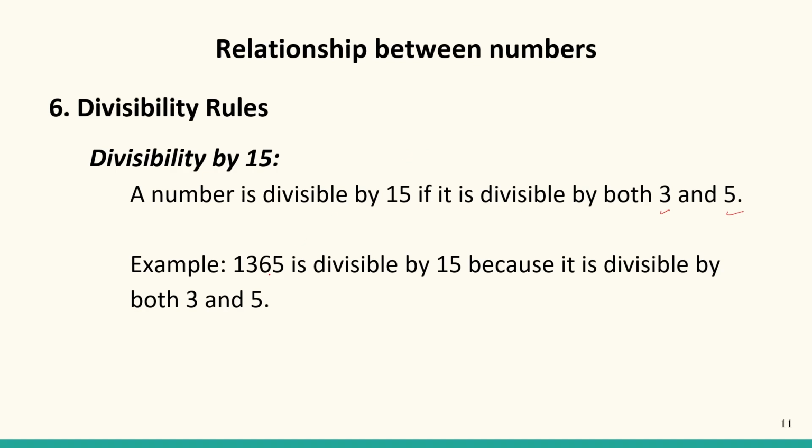So for example, let's take 1365. How can we say that 1365 is divisible by 15 or not? We need to add these digits: 1 plus 3 plus 6 plus 5. So the first step is adding all the digits. 6 plus 5 is equal to 11, plus 3 is equal to 14, plus 1 is equal to 15.